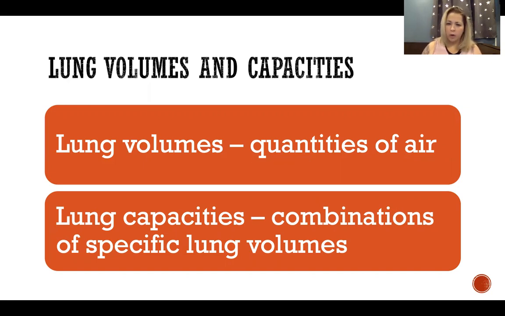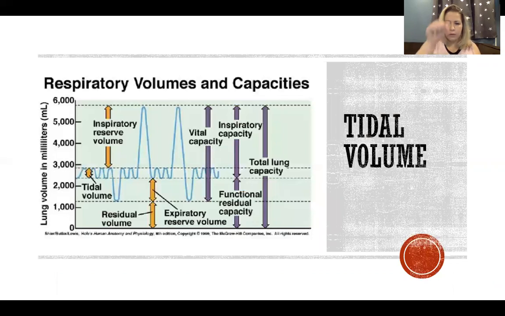Lung capacities are when we combine different lung volumes to describe functions. So lung volumes are more like the anatomy of it, like describing a quantity of air in a certain circumstance. And a lung capacity is more like describing, functionally speaking, how much air are we able to take in or push out and so on. Hopefully that will be made more clear as we go on and describe each one. So I like this image a lot. This shows each of the volumes and capacities that I'm going to describe here.